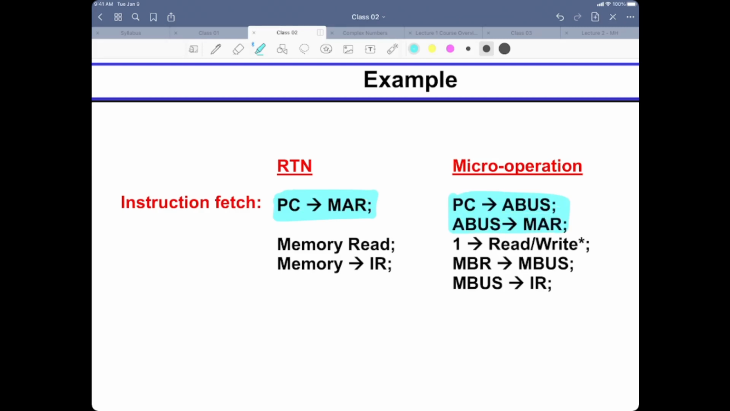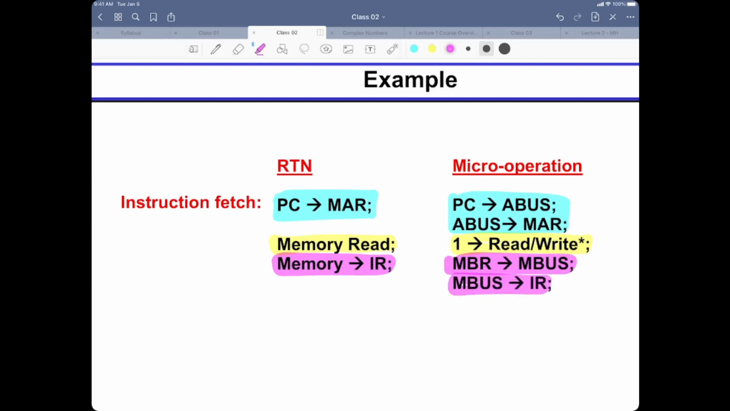And similarly for memory read, what does that mean? Memory read is you had one control line for the memory system, write a 1. 1 means read, 0 means write. You're trying to read. And then memory buffer register to IR is, in terms of micro operations, MBR to memory bus, and then memory bus to IR.